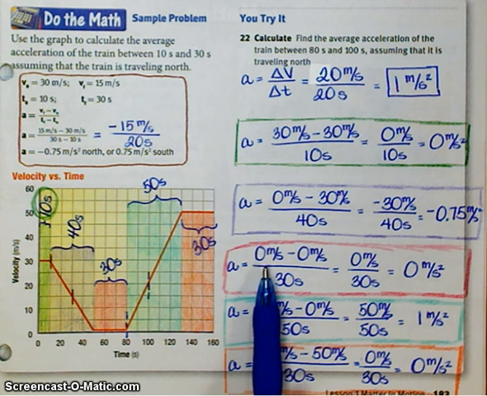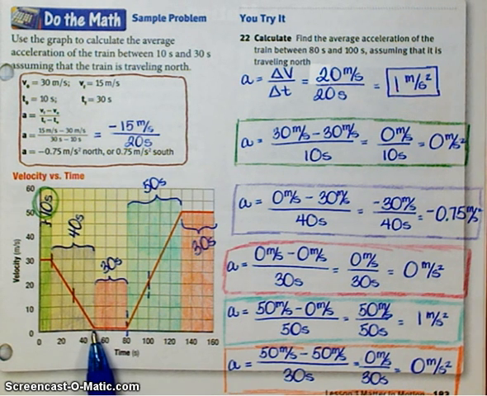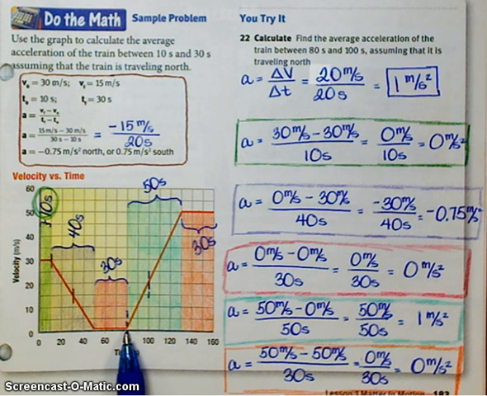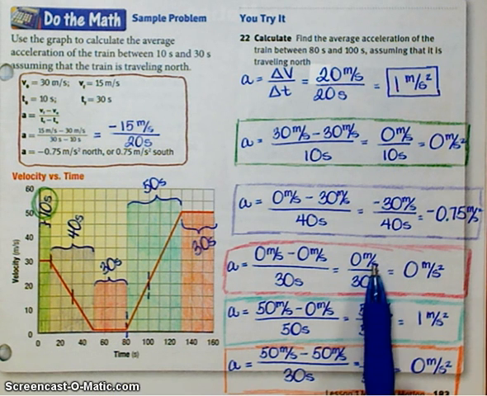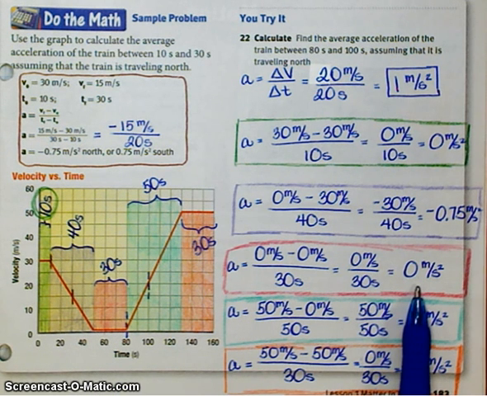Okay. All right, the next section sort of appears red. We begin that section with 0 meters per second. We end that section at 0 meters per second. So that is a change in velocity of 0 meters per second. And the time interval is 30 seconds. So 0 divided by 30 gives us 0 meters per second squared. Again, the line is horizontal. I'm not accelerating. I'm not changing my velocity.